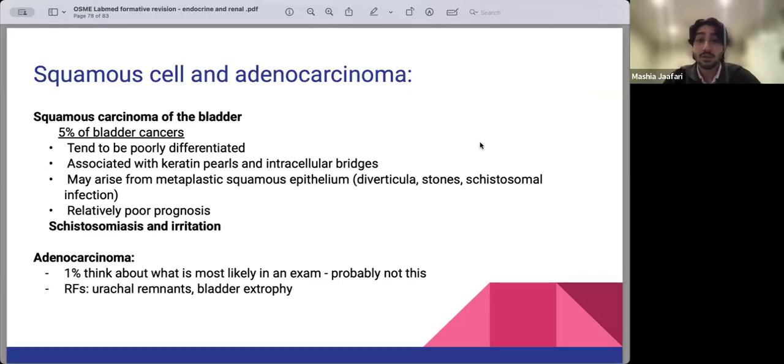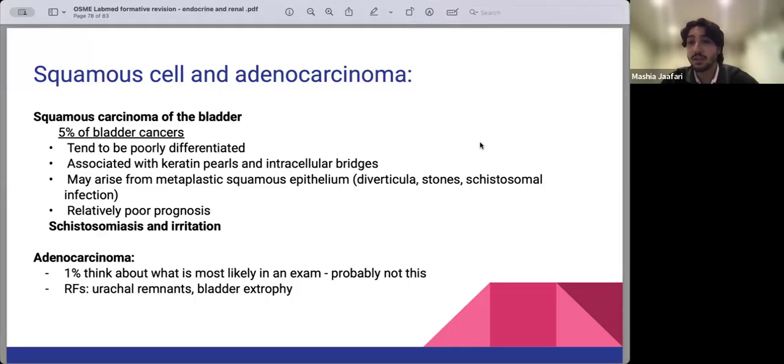Squamous cell carcinoma and adenocarcinoma: as I said, squamous cell is the second most common. You'll be able to recognize it because it'll have the features of squamous cell, so things like keratin pearls and intercellular bridges, same as the things you see in squamous cell carcinoma of the lung. And the things that are associated with it are irritation of the bladder. So not smoking, which causes urothelial, but irritation of the bladder, specifically caused by schistosomiasis. So if you ever see schistosomiasis, think squamous cell carcinoma. This is more like an AKT thing, but I think it can come up on LabMed as well.